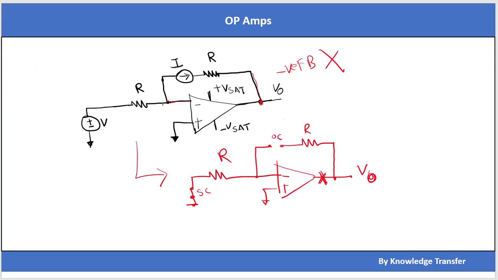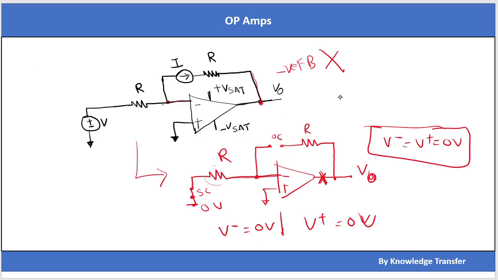at the output. Then what is the voltage you are seeing at V minus? 0 volt. What is the voltage at V plus? 0 volt. How am I telling this is 0 volt? Because it's already shorted to ground. Even if you have a resistor here, that doesn't matter, because no current is flowing through this resistor. So V minus will be 0 volt, and V plus is anyway shorted to ground, so this is also 0 volt. That means V minus equals V plus equals 0 volt. So there is no feedback to this system.